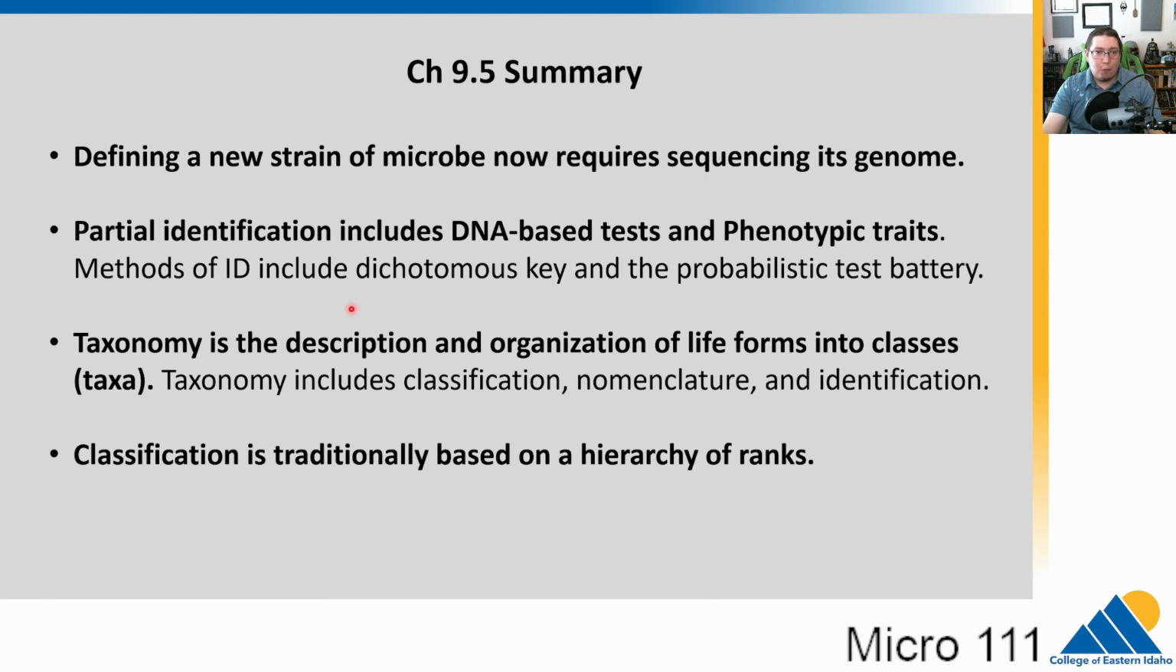Okay, that is it for the unit. So in 9.5, we talked about how we define a new strain of microbe. Usually that requires sequencing its genome now. We talked about some identification methods, DNA tests, phenotypic traits. We can use those to identify. We have the dichotomous key versus the probabilistic test battery. Taxonomy, that's the science of describing and organizing life into taxa. And we have classification, nomenclature, and phylogeny in there.